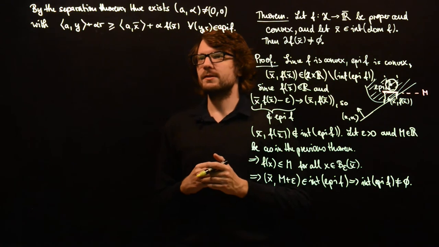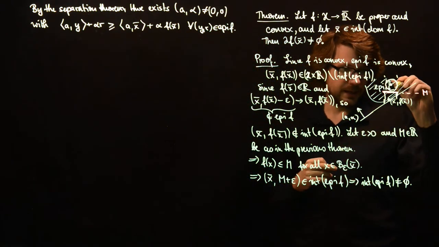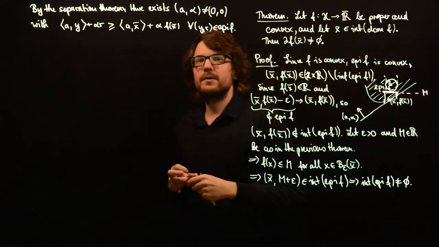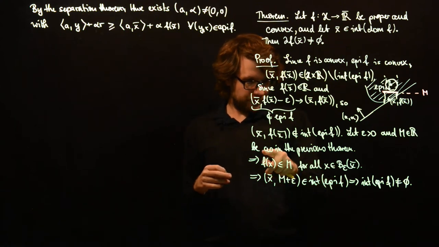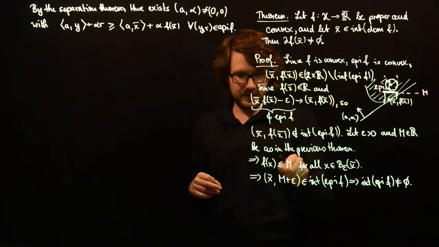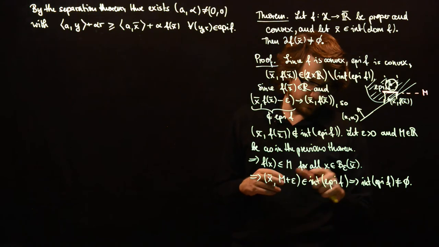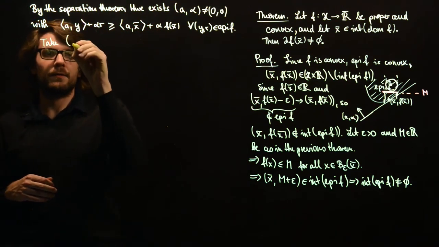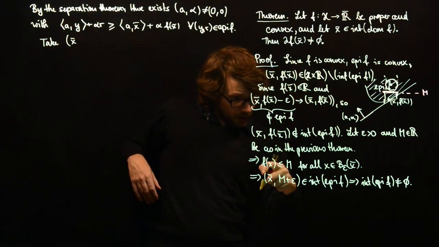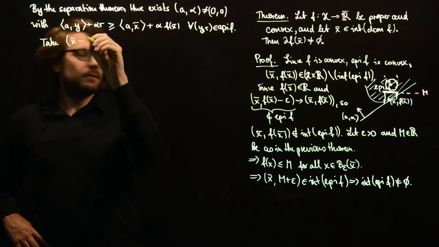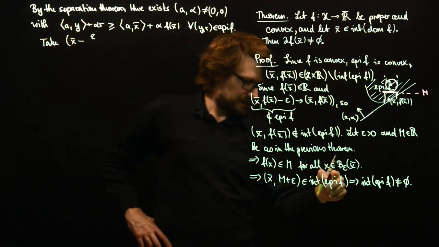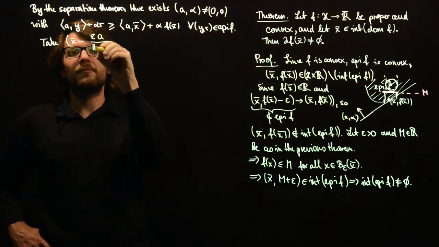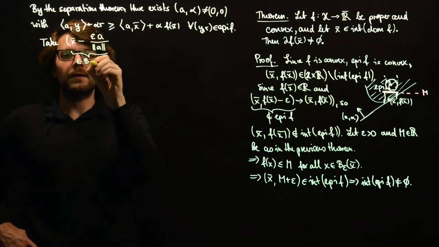This part here would be cut out if the normal vector would point in this horizontal direction. And in order to exclude this case, we can take a point in this direction here, which points away from A. So we have epsilon greater than zero, and f of x is certainly a real number for all points in the epsilon ball around x bar. So what we can take is the point x bar minus epsilon times A over norm of A. I defined this as the closed ball, so we are safe. So this will be in the epsilon ball around x bar.